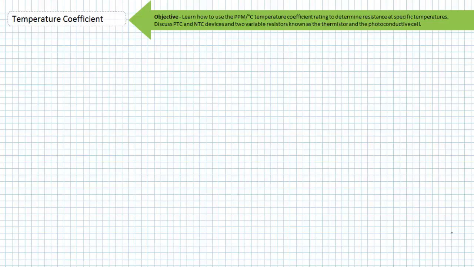Additionally, we'll introduce positive temperature correlation and negative temperature correlation devices, and two variable resistors known as the thermistor and the photoconductive cell. During the resistor color code lecture available at the Big Bad Tech channel, I briefly mentioned a secret fourth property, namely temperature, that influences resistance in addition to length, resistivity, and cross-sectional area.